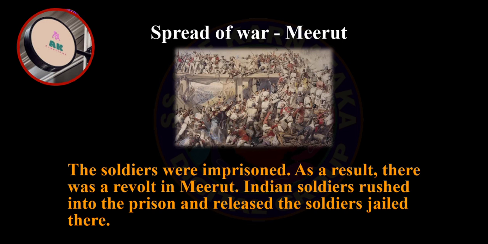And then the soldiers were imprisoned. So here, a lot of Indian soldiers were imprisoned, like Indian soldiers rushed into the prison and released the soldiers from the jail. A lot of Indian soldiers had been captured and kept by the British. And then a lot of Indian people went and got the soldiers out of the British jail, and they came out and released the soldiers from the jail.